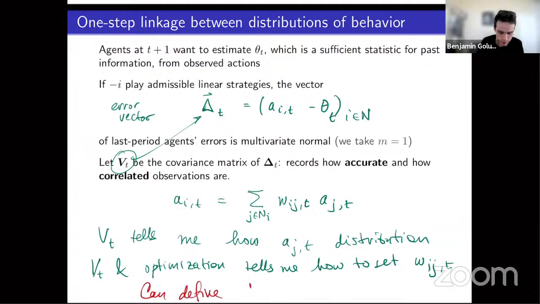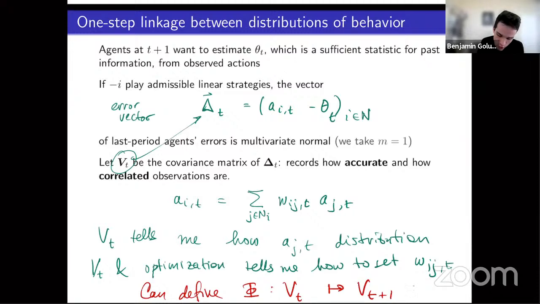That's a long-winded way of saying that I can define a map phi, which takes last period's V and maps it to a current V. It tells me that if everybody was correlated like this yesterday and everybody best responds, then we compute all these a_it's, and that lets us calculate the new V. This is exactly where we're using the magic of the normal. In general, you'd need to know some complicated joint distribution object, but here you get a map that you can write quite explicitly.